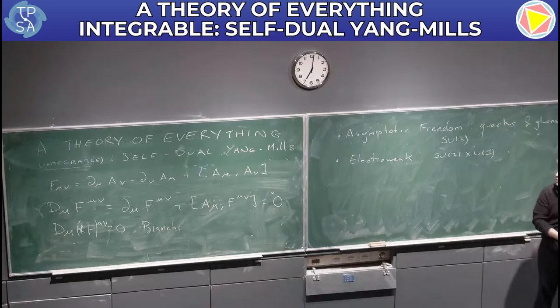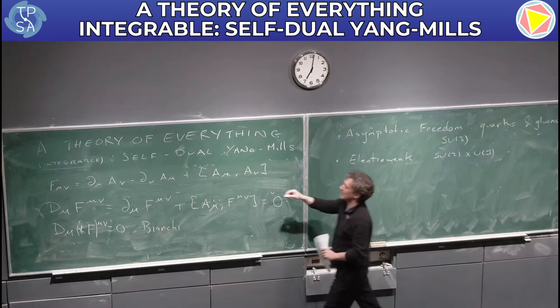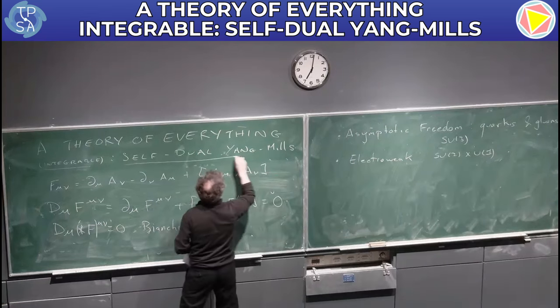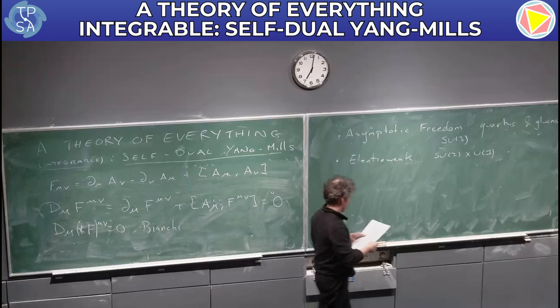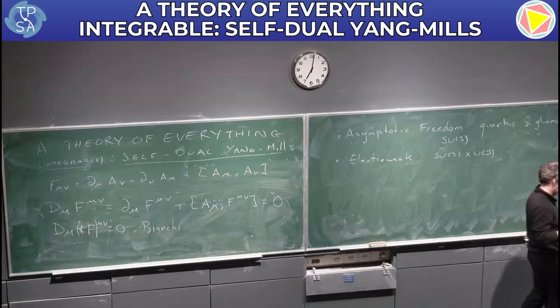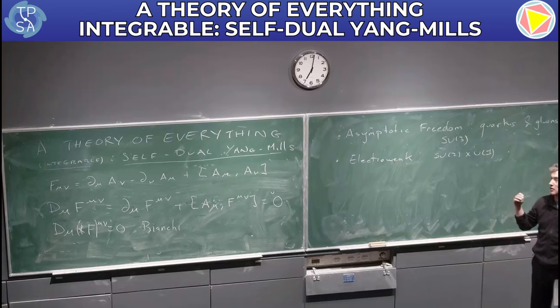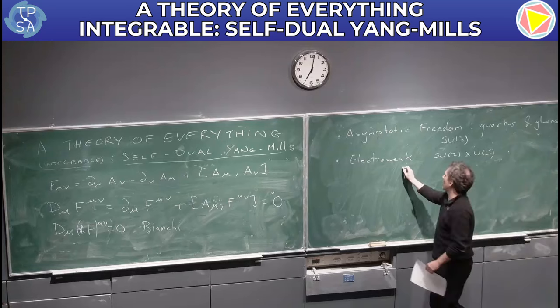Okay. So the last thing that I want to say is this bit. I just need maybe 5 minutes. So how do we get integrable models from Yang-Mills? So obviously these two things seem wildly different, right? I mean, how are they connected?